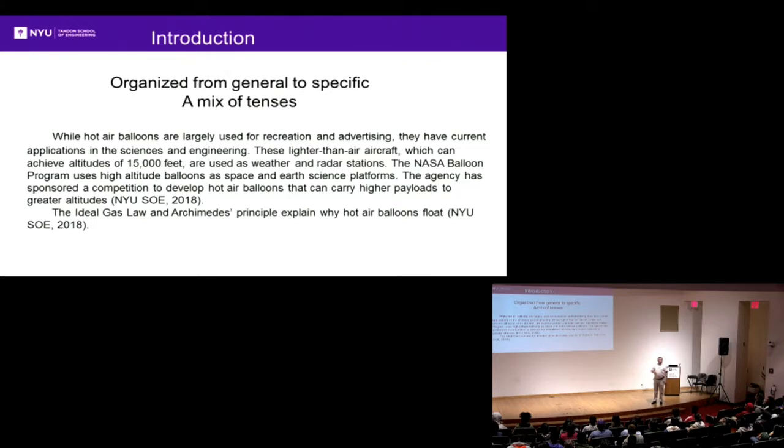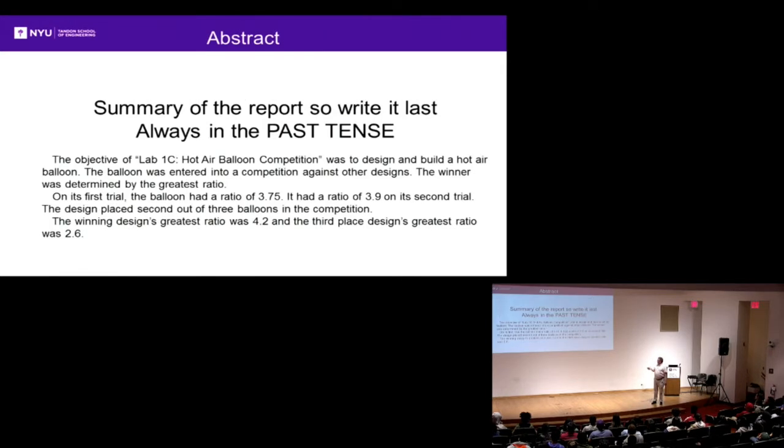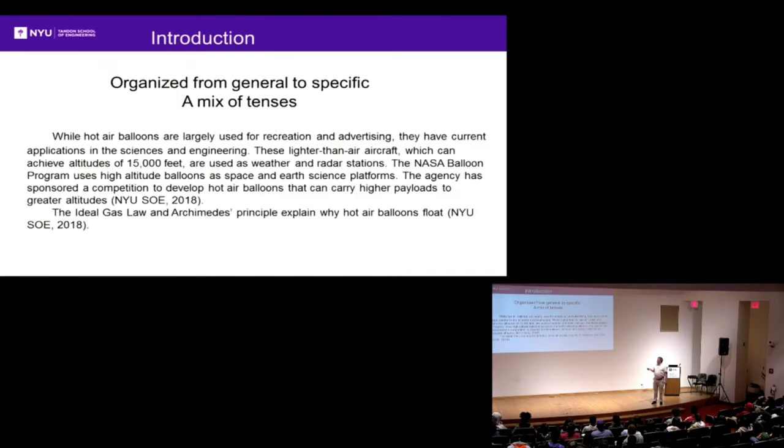If you're discussing something that's always true, say the definition of buoyancy or the definition of the ideal gas law, you must write that in the present tense. You can't make those things untrue by writing them in the past tense. Everybody follow what I'm saying there? So things that are always true are written in the present tense. I just want to quickly go back here. Abstract, past tense, introduction, a mix of tenses.